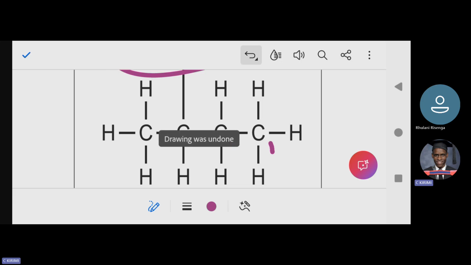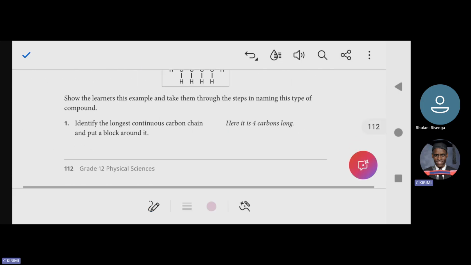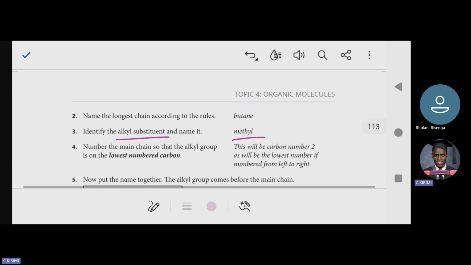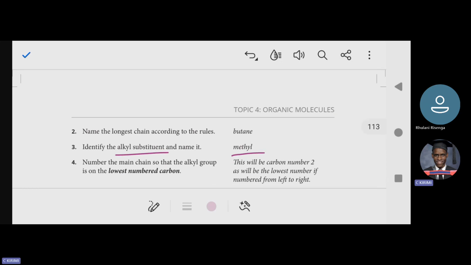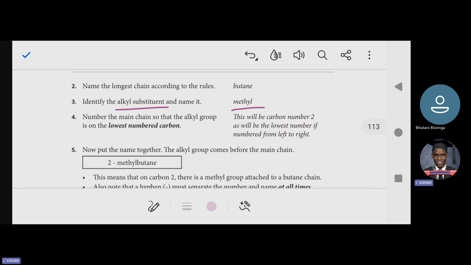So the rule there is saying when you are naming these ones, you have to make sure that it's at the lowest. So they are saying number the main chain so that the alkyl group is on the lowest numbered carbons. This will be number 2, as will be the lowest number if numbered from the left to right. So if you number from left to right, number 2. So it will be 2.